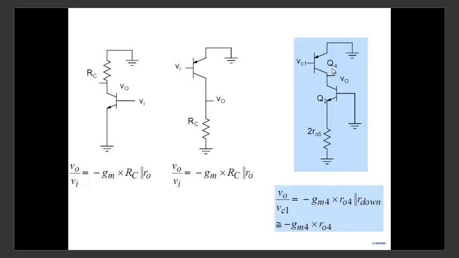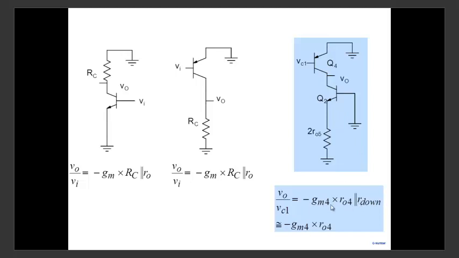GM4. What is this RC for this transistor? RC for this circuit would be resistance looking down, right? Resistance looking down, so I put R down, whatever it is, for a moment. And R0 is what? Resistance looking up, which is R04. So everybody agrees this is fine?